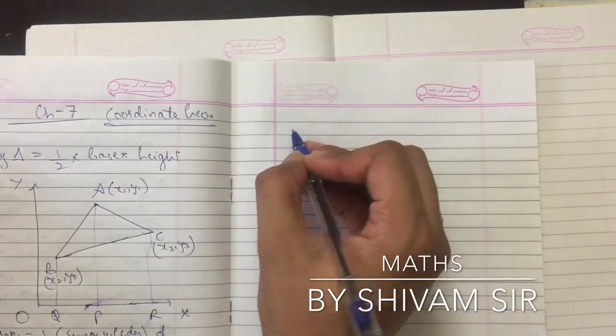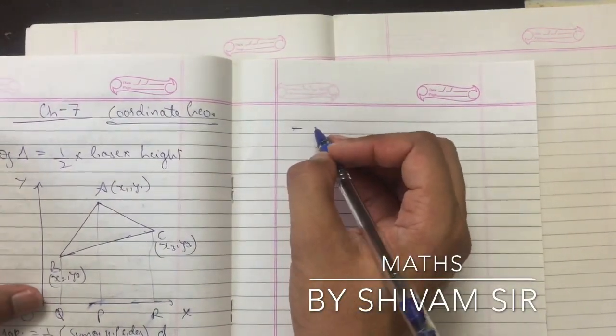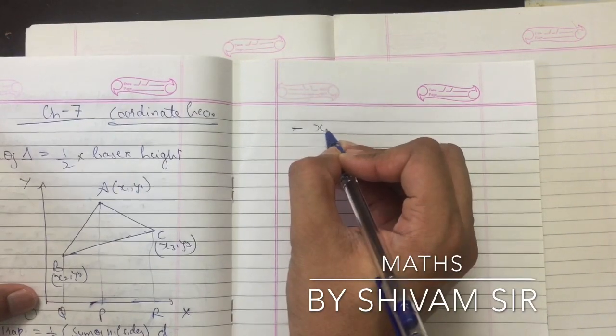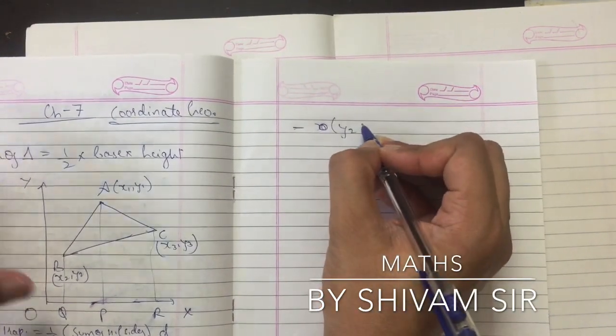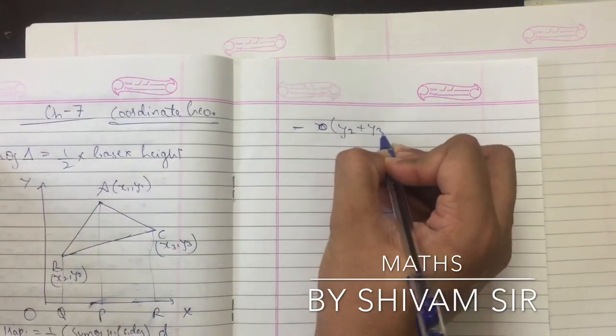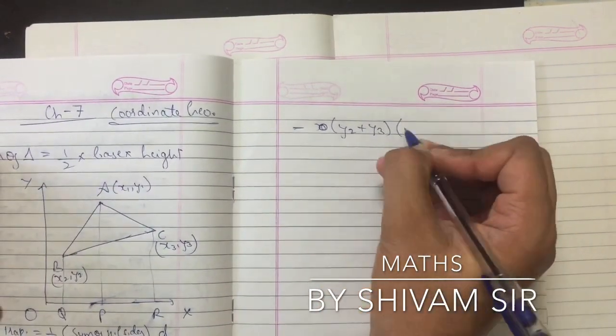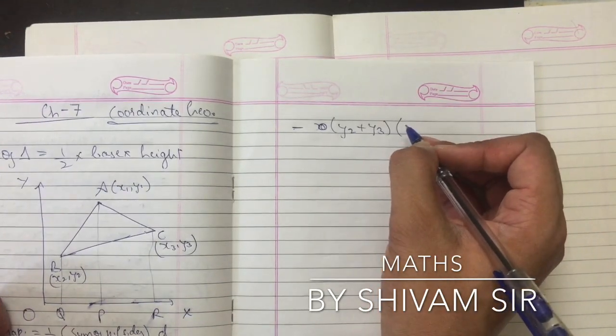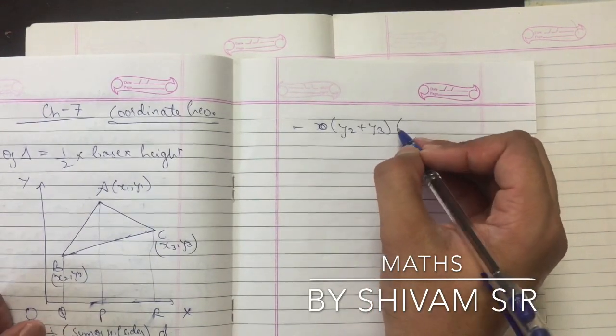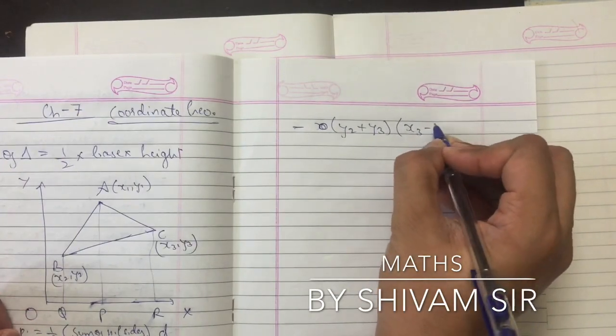Minus, BQ is y2 and CR is y3, multiplied by the distance between them, QR, which will be equal to OR minus OQ. So OR is x3 minus OQ is x2.